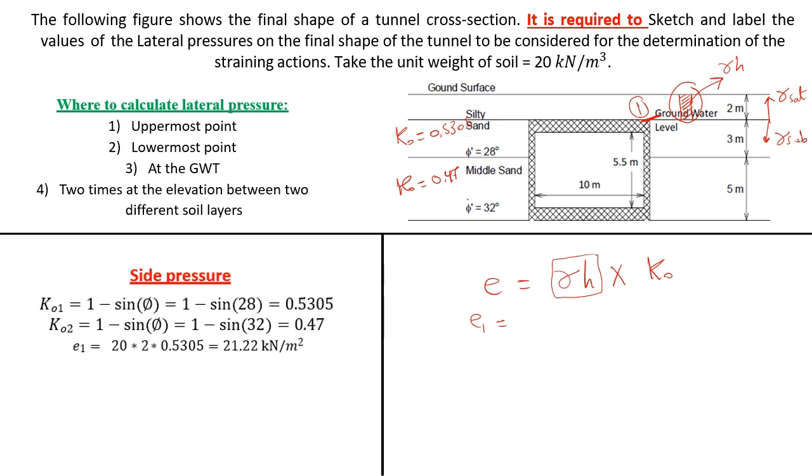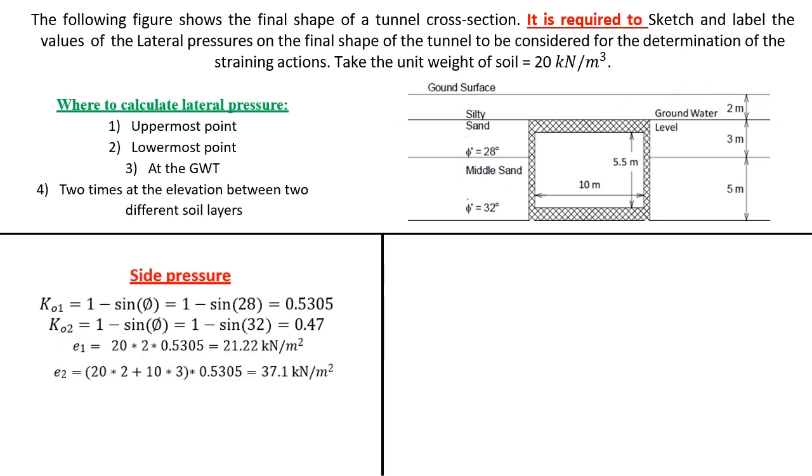So for point 1, the own weight of the soil here is above the groundwater table, so you will use gamma saturated, which is 20 kilonewton per meter cube. H, the depth of the soil, is 2 meters, and K0 here, this point number 1 lies within the silty sand, the upper soil layer, which has a value of 0.5305. So you will have E1 equals 20 by 2 by 0.5305. You will have E1 equal to 21.2 kilonewton per meter square.